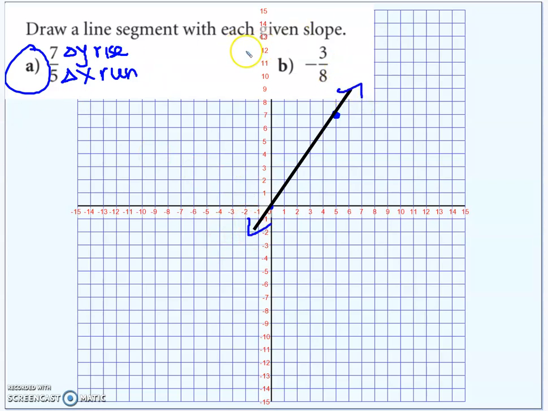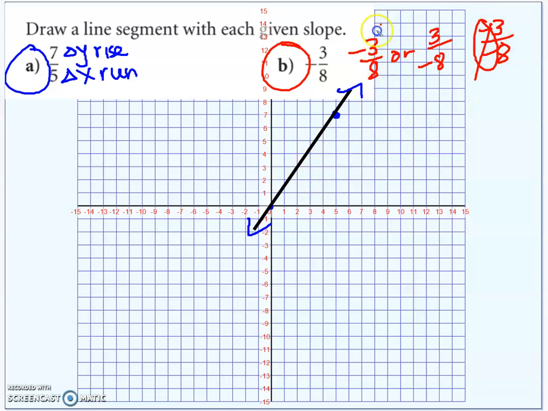Now how about if we do B? Since you see -3/8, that negative could either apply to the 3 or it could apply to the 8. It cannot apply to both, because if you had -3 divided by -8, you would have had a positive overall. So let's just do this one here.